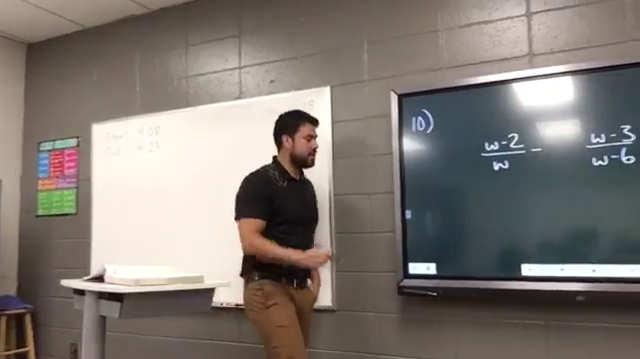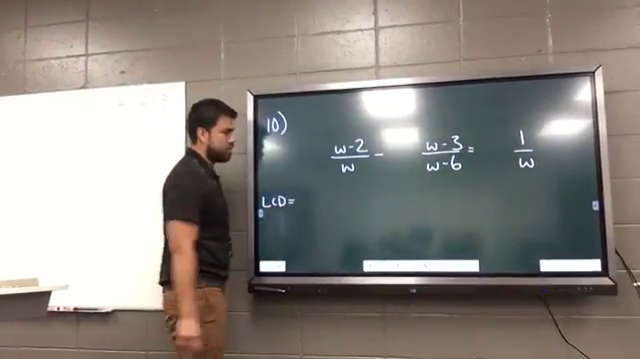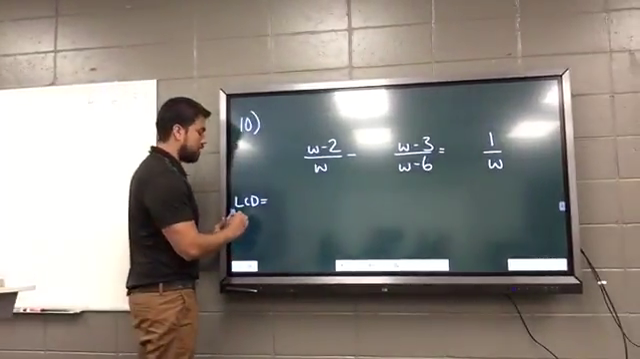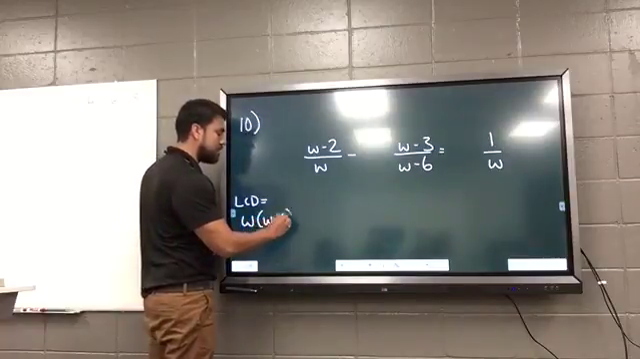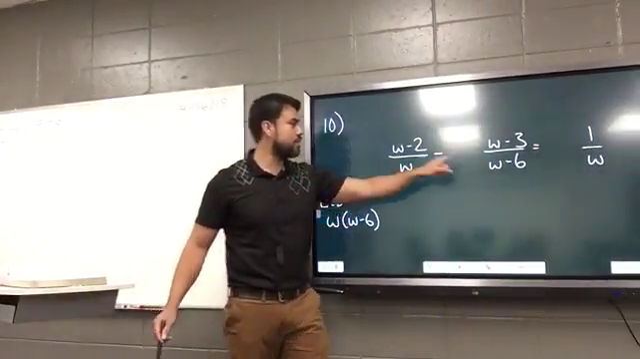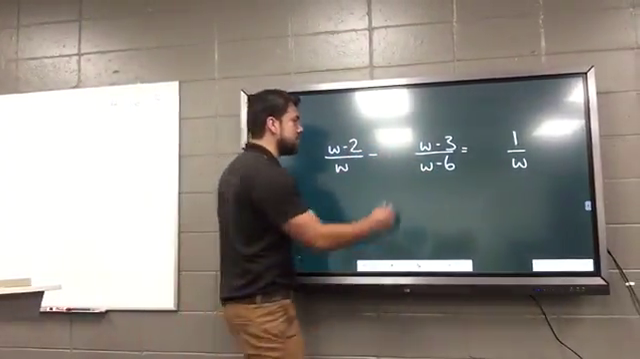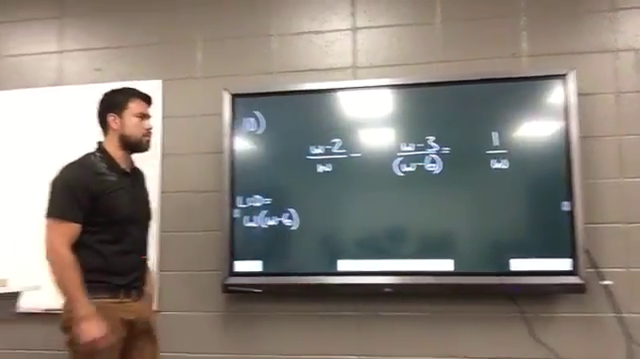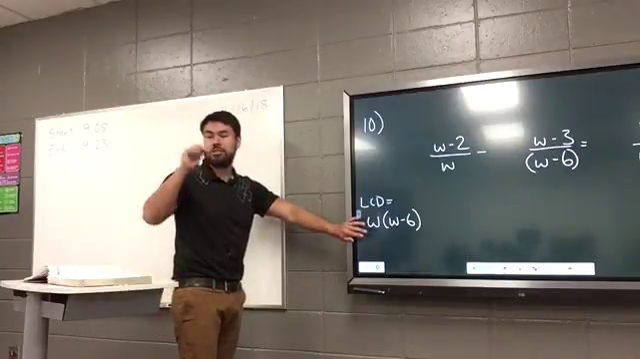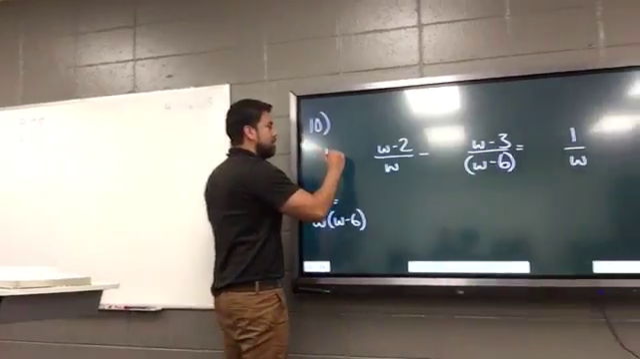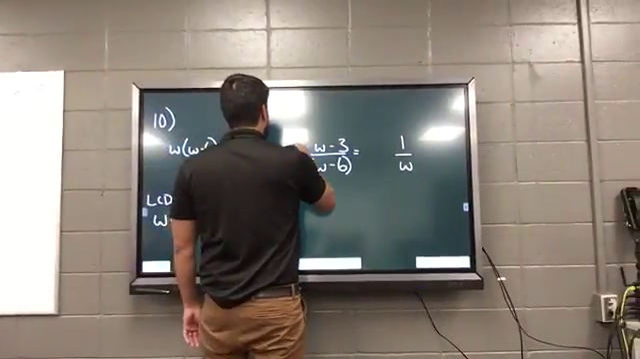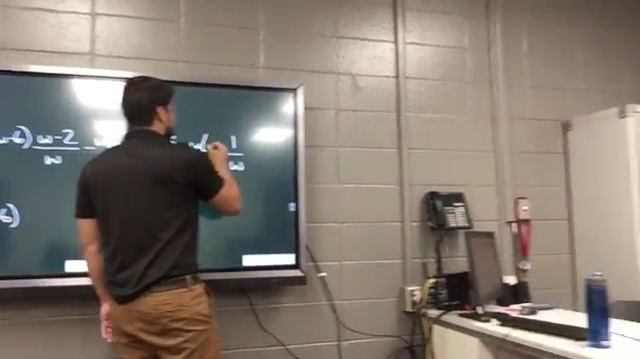Okay, what's the LCD of these 3 fractions? Okay, it's W times W minus 6. Do you guys remember that from the other lesson? You have to get, okay, how many times are you going to use W? Once. How many times are you going to use W minus 6? Once. This is one factor, by the way. It's one thing. You don't just separate it. So it's W times W minus 6. Okay, so what do you do with everything? You're going to multiply every term by W times W minus 6.